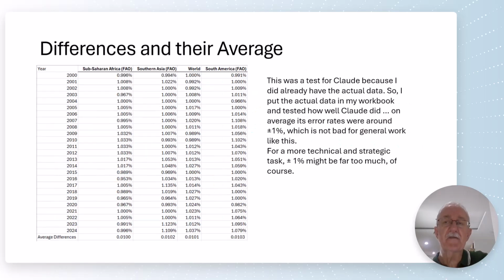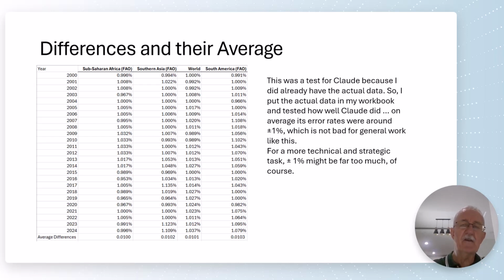So this was a test for Claude because I did already have the actual data. So I put the actual data in my workbook and tested how well Claude did. And on average, its error rates were around plus or minus 1%. Not bad, I'd say, for general work like this. For a more technical and strategic task, though, plus or minus 1% might be far too much of an error.